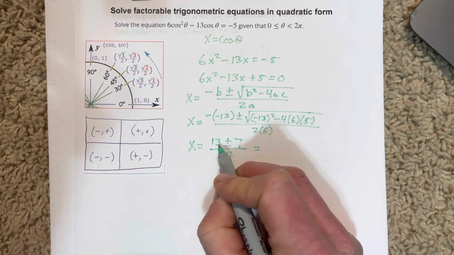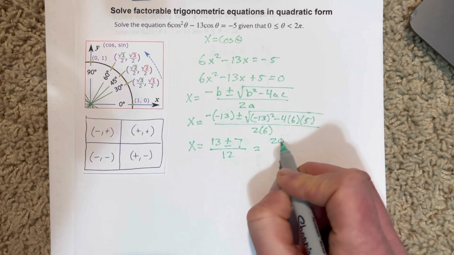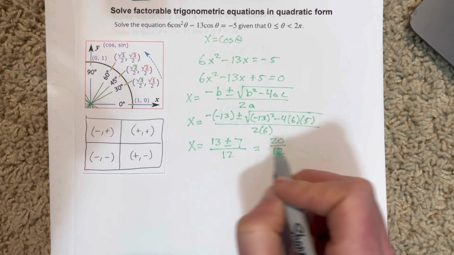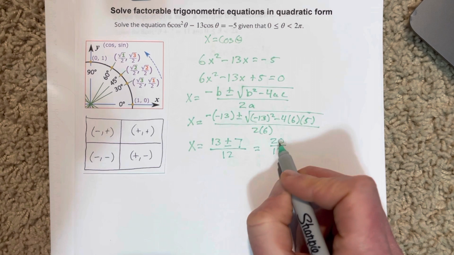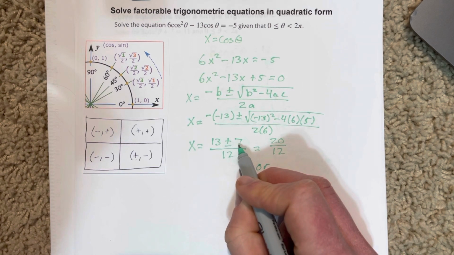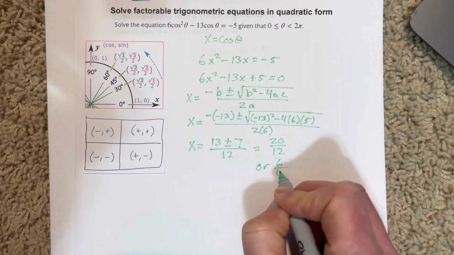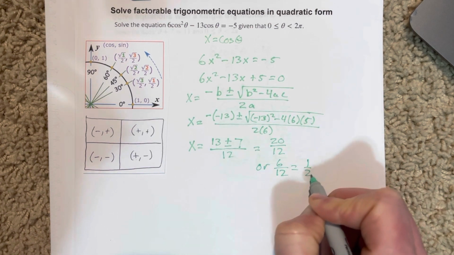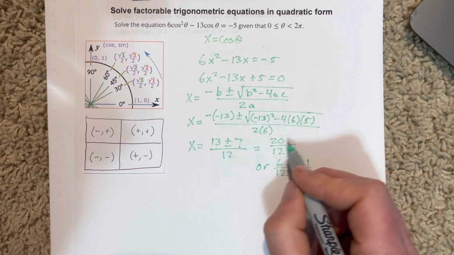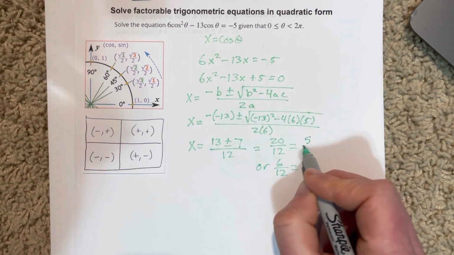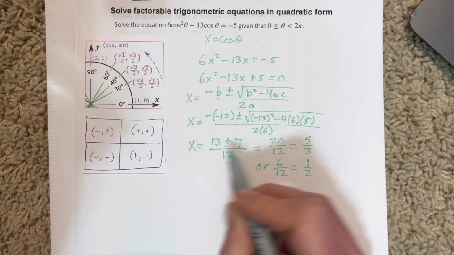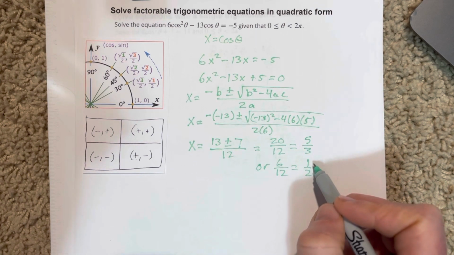So we're either going to get 13 plus 7, which is 20 over 12, or 13 minus 7, which would be 6 over 12. If I reduce both of those, 6 over 12 is 1/2, and for the other, divide both by 4 and you would get 5/3. So you got two different options here. You got x equal 5/3 or x equal 1/2.